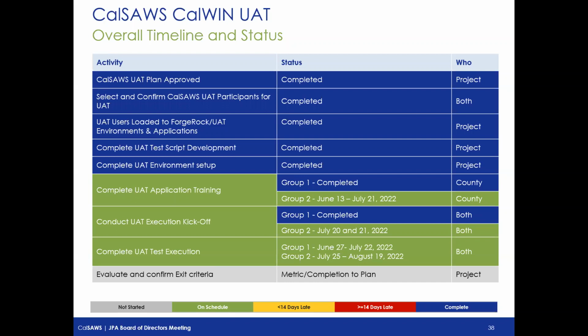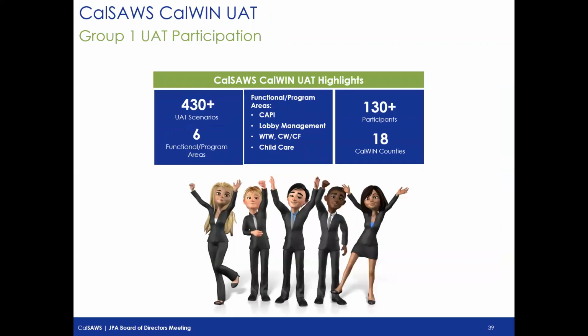Next slide, please. The next slide tells you just a quick snapshot of the number of folks that we've had participating in group 1. We've had over 130 participants that represent all 18 counties. They have been executing in excess of 430 scenarios across 6 functional program areas. And those areas are CalWorks, CalFresh, Welfare to Work, Childcare, CAPI, and Lobby Management. Move on over to the next slide, please.